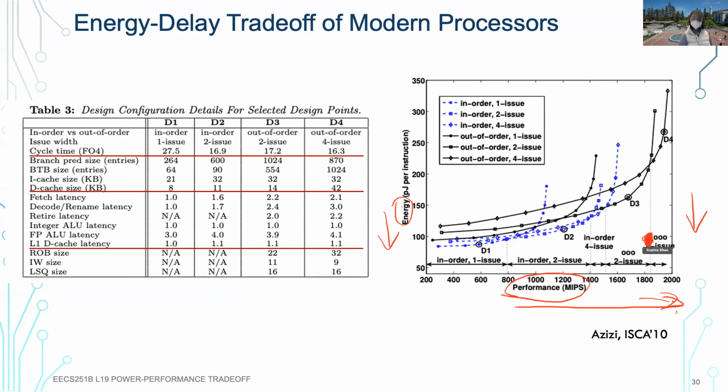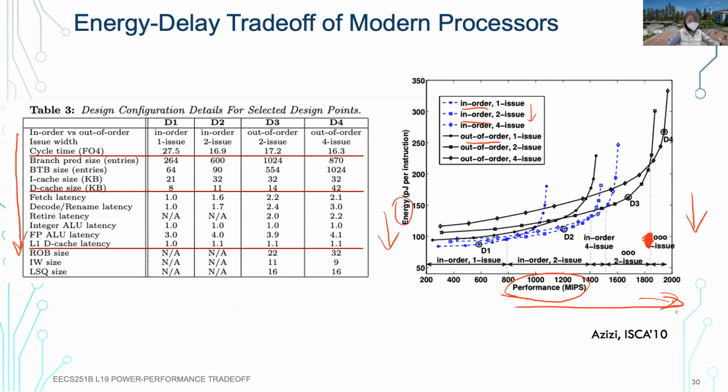This is basically an exploration to evaluate different microarchitecture constraints. We see the different constraints, like in-order or out-of-order processors. We can also change issue widths here. This is a more detailed breakdown. We can also change the cycle time, in terms of fan-out of 4.